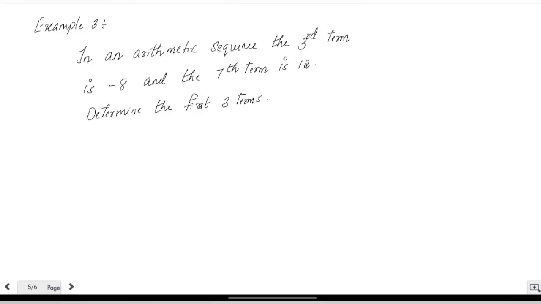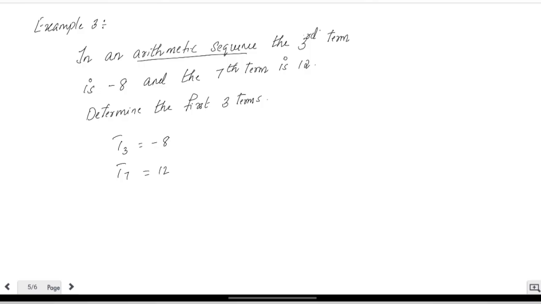All right, what is given? Let me write it down in short. Third term, that is T3, is equal to minus 8. Then T7, the seventh term, is also given as 12. And they said that this is an arithmetic sequence. So you have to use the formula of an arithmetic sequence to find those three terms.